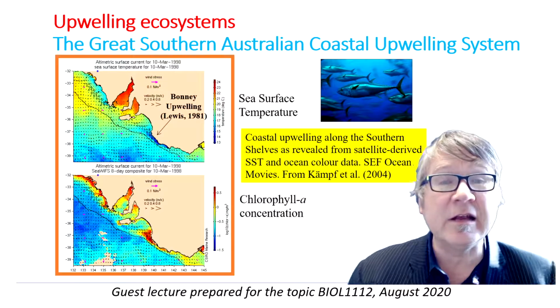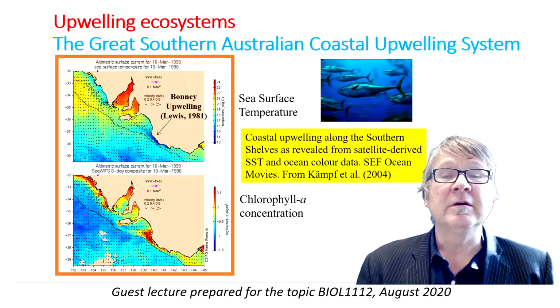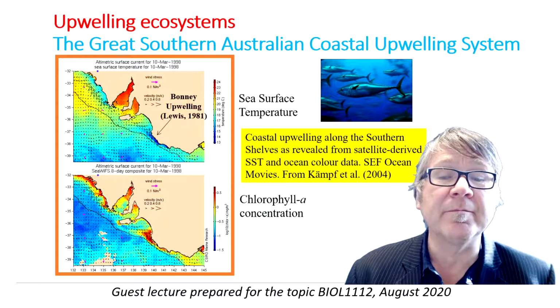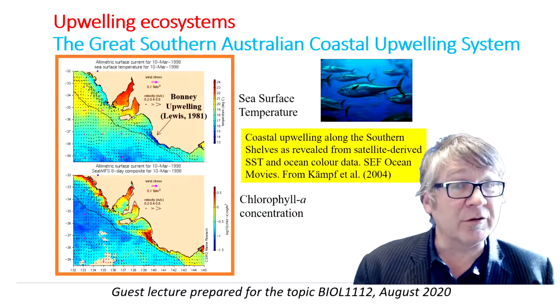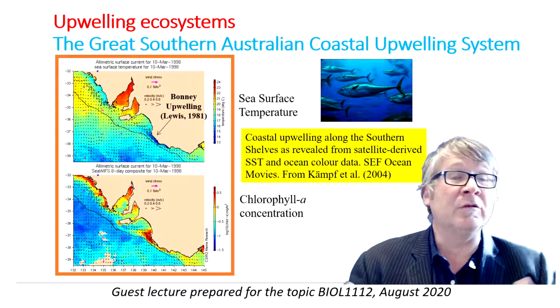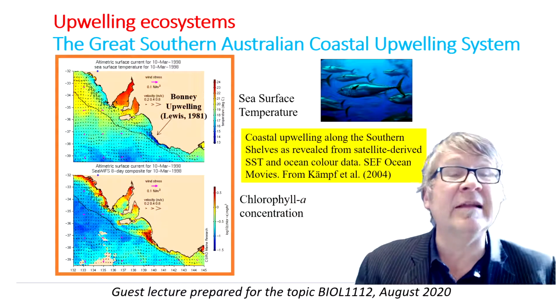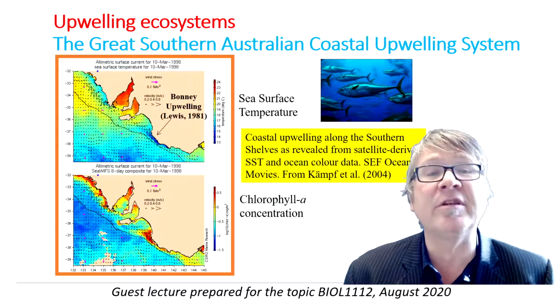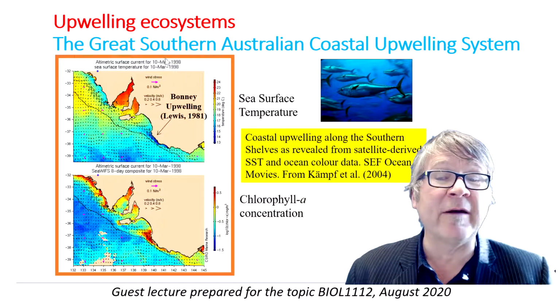And here is a regional example of a seasonal coastal upwelling system. It's called the Great Southern Australian Coastal Upwelling System. We have one here in Australia, in South Australia. It includes also the western coast of Tasmania. Anyway, you can identify it in sea surface temperature maps, also derived from satellites. There's one example of upwelling.